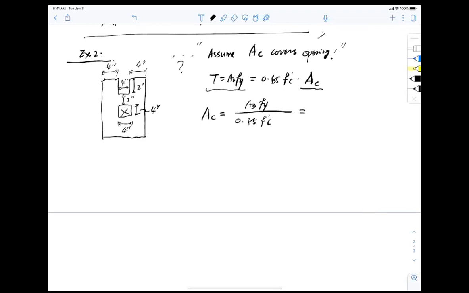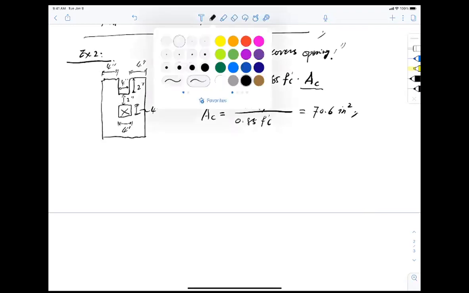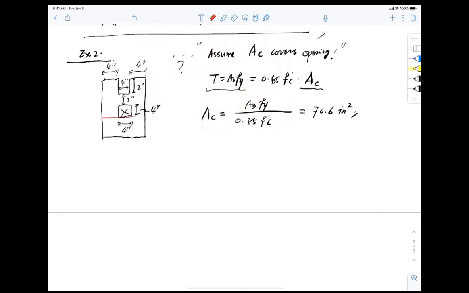Then, to save you the agony, I got this number to be 70.6 inches squared. That is the total compression area I need to balance the tension force. Okay. Then I start to do this. I say, if I barely cover the opening, if my effective compressive zone covers the opening, it should line up at the bottom here. If it lines up, I'm fine, right? So let's assume this is Ac assumed, this red shaded area, right?